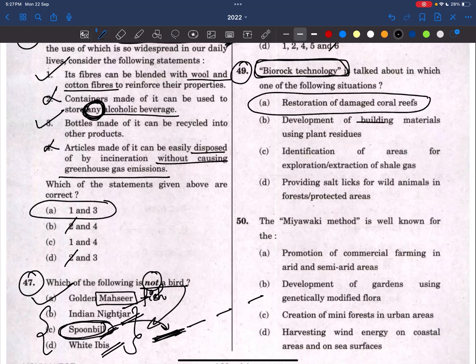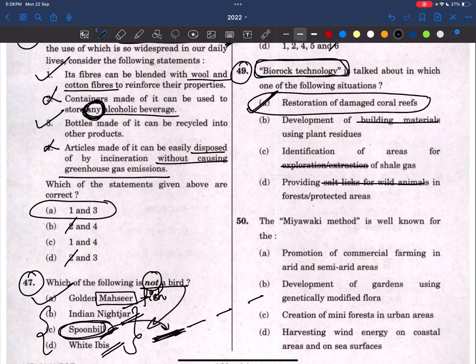Okay. Now see, it is not a building material. It is not talking about exploration and extraction. See, salt licks with the wild animals, not all these things. It is mainly focusing on the withdrawal of contaminants and organic matter in the soil by using the rotating force, in which these contaminants can be removed and soil conservation can be done. And it is mainly used for the restoration of damaged coral reefs. Okay. I think it was in news. That's why it has been asked.